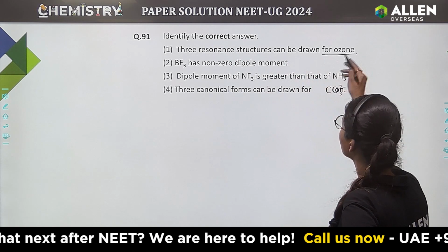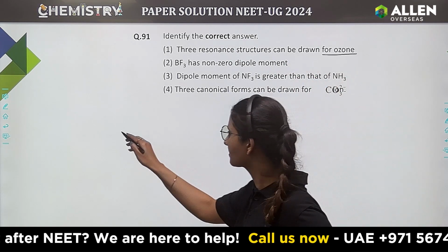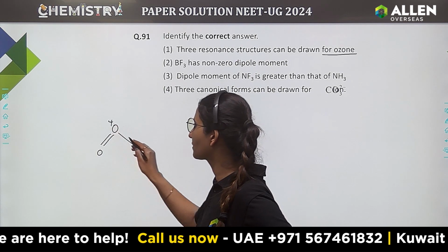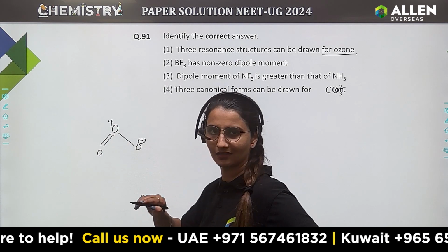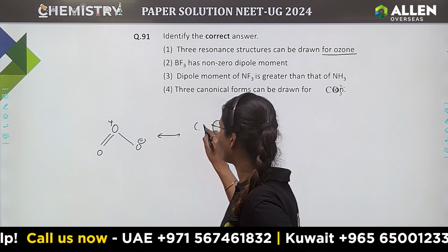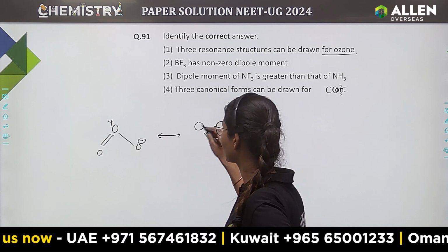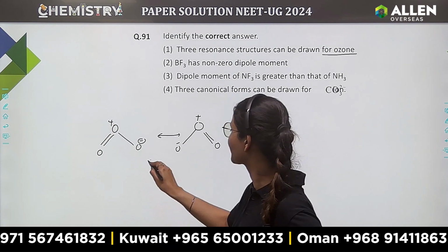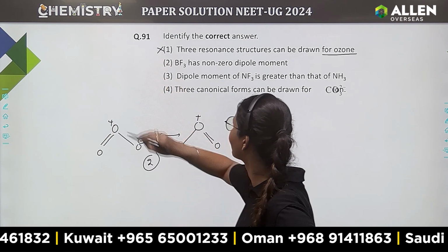So, correct statements. Three resonating structures can be drawn for ozone? No. Students, this is ozone. O double bond O. Here there is a dative bond which I can show as O plus O minus. The other structure I can draw. Here there is a double bond. Yes, here there is a dative bond. How many resonating structures, students? 2. The first statement is wrong.